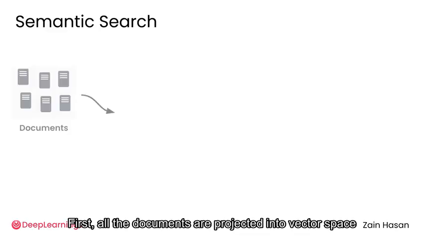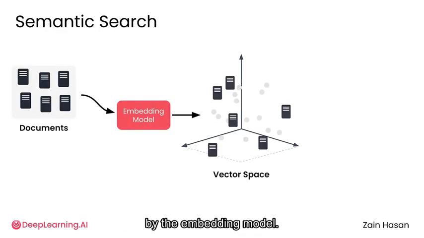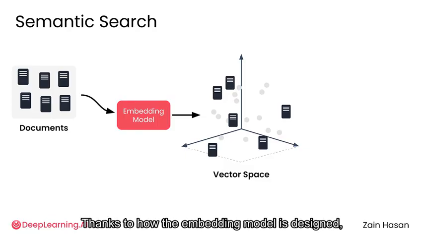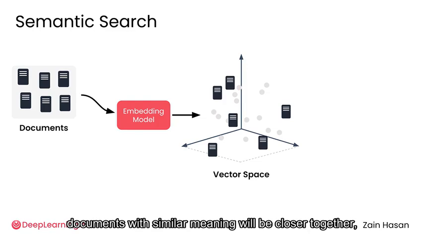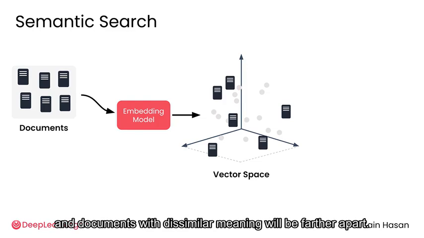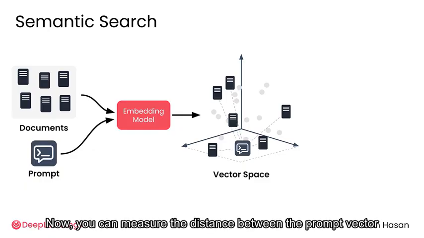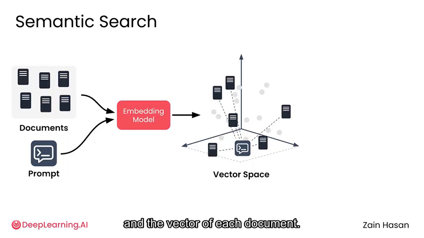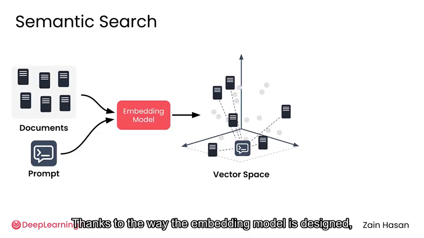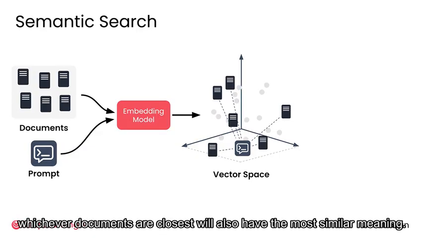First, all the documents are projected into vector space by the embedding model. Thanks to how the embedding model is designed, documents with similar meaning will be closer together, and documents with dissimilar meaning will be farther apart. Next, you embed the prompt to get a vector of its own. Now, you can measure the distance between the prompt vector and the vector of each document. Thanks to the way the embedding model is designed, whichever documents are closest will also have the most similar meaning.